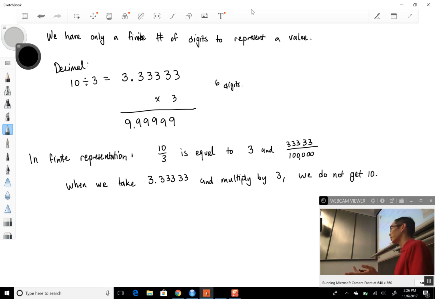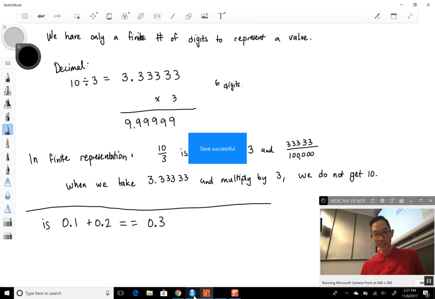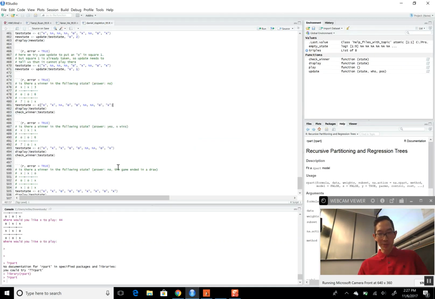I mean, if you have your laptop out, you can try this, and you can ask, is 0.1 plus 0.2 equal to 0.3, right? And if you put that on the computer, it's going to say false. It's going to say false, right? And you're like, what? My whole world is falling apart.